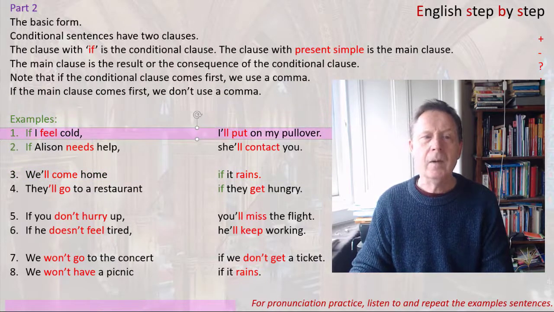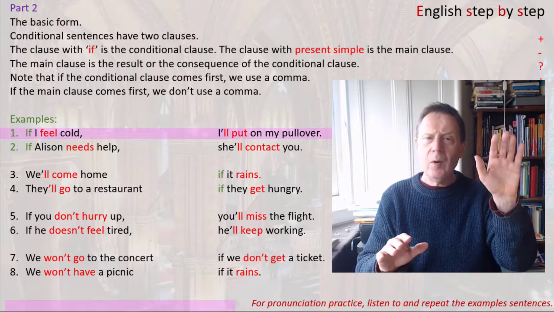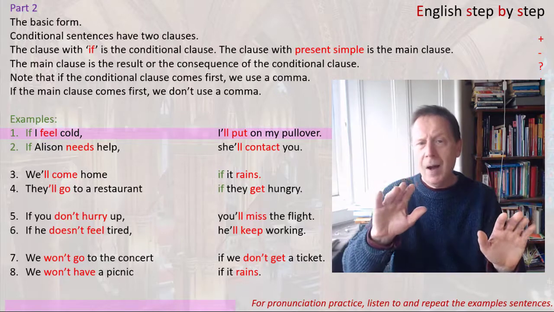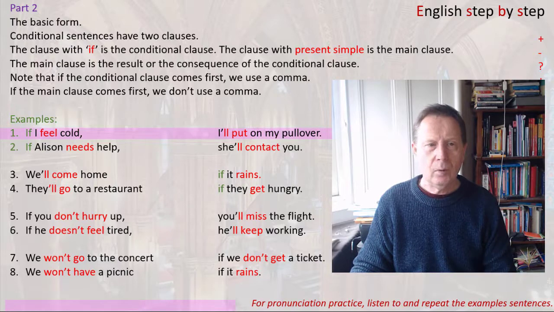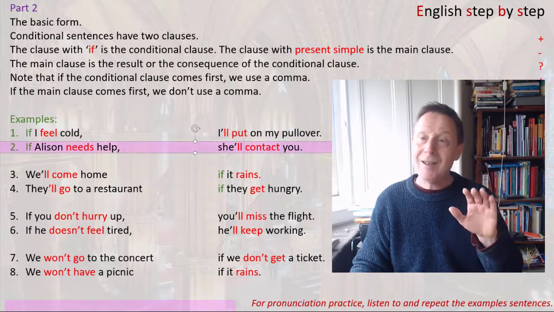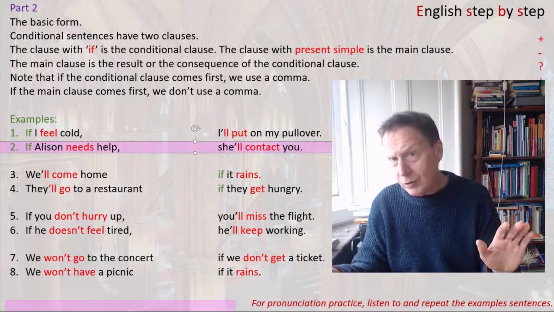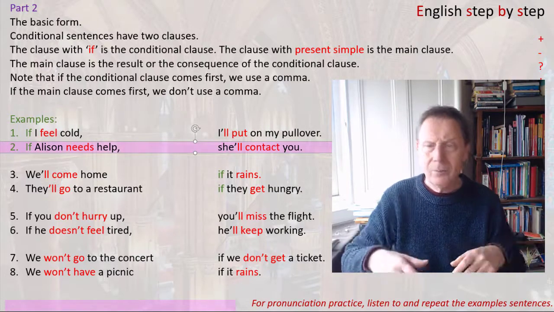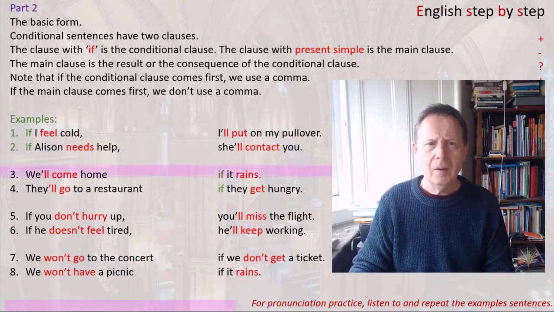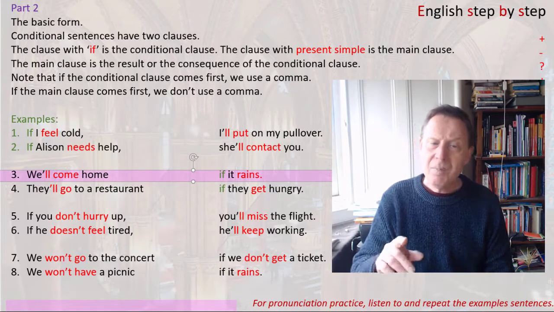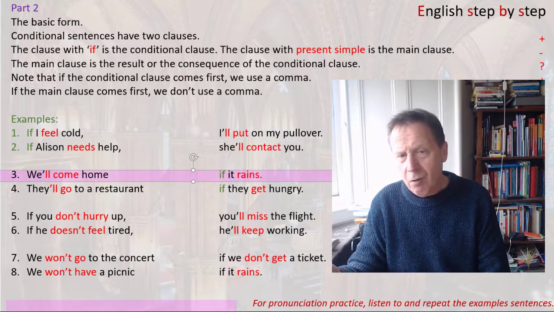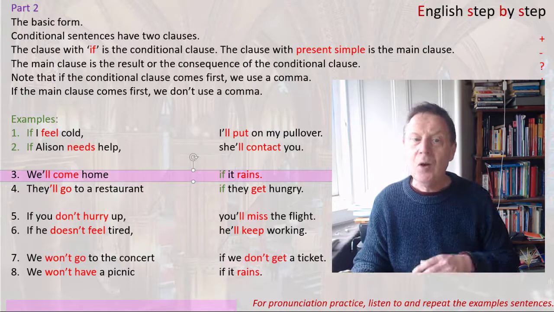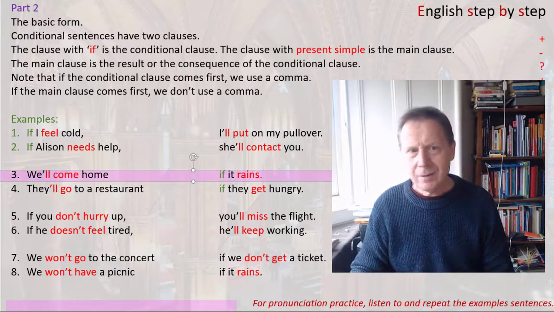Number 1, if I feel cold, I'll put on my pullover. So there you have the condition, and then the comma, and then the result. If I feel cold, I'll put on my pullover. Number 2, if Alison needs help, she'll contact you. Condition, result. Number 3, this one has the main clause first, and the condition is in the second clause, and there is no comma. We'll come home if it rains.